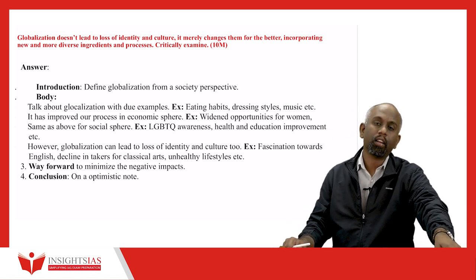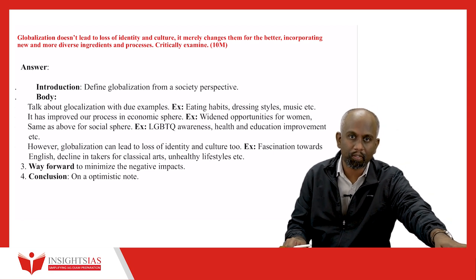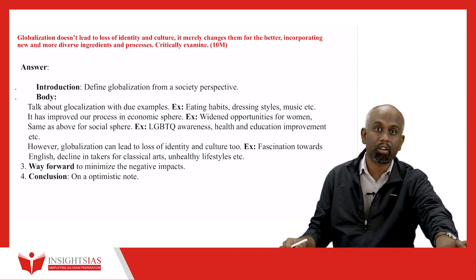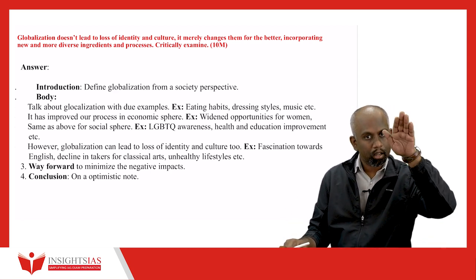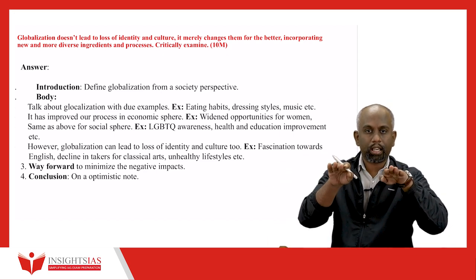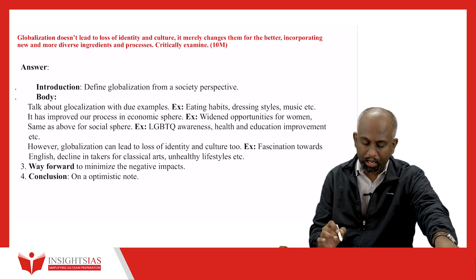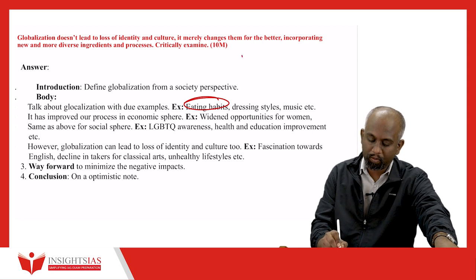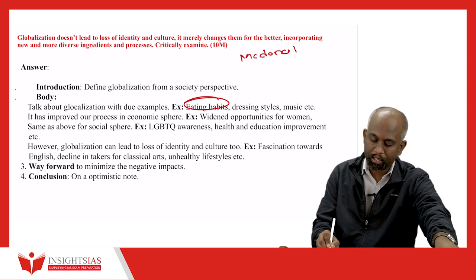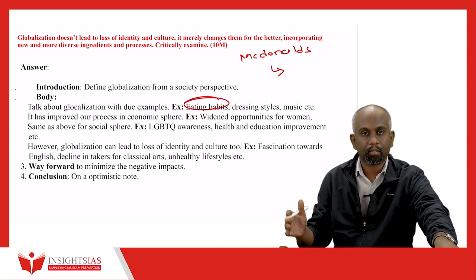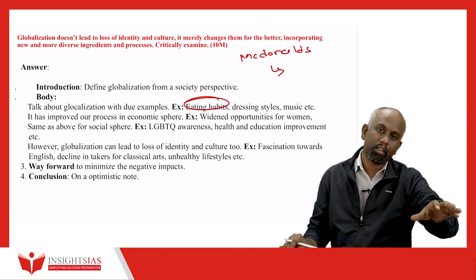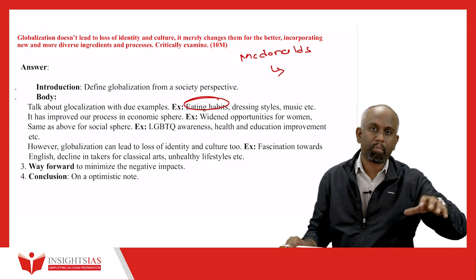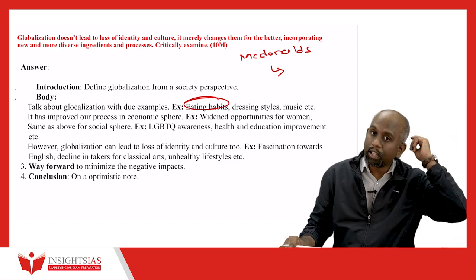The second thing is how it has not led to loss of any identity or culture, but rather it has improved the process. For that, you give some examples. Talk about glocalization. What is this glocalization? Globalization culture as well as local culture coexisting together. And where are they coexisting together? They are coexisting in the domain of eating habits. Because when you go to McDonald's, right, here you find chicken Maharaja, right? They're trying to cater to India's need rather than blindly borrowing the cuisine or the menu that they have in other countries, right?